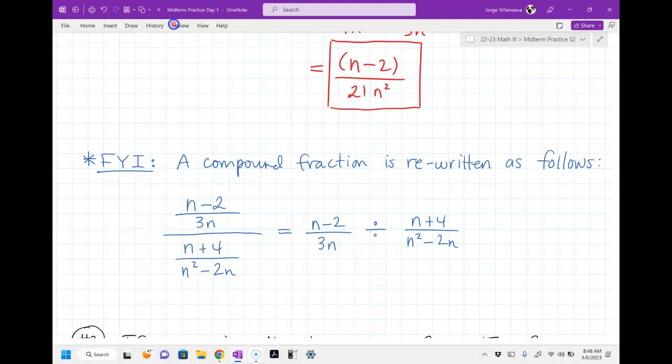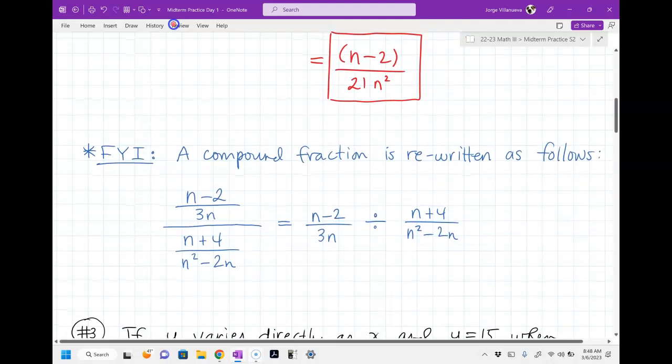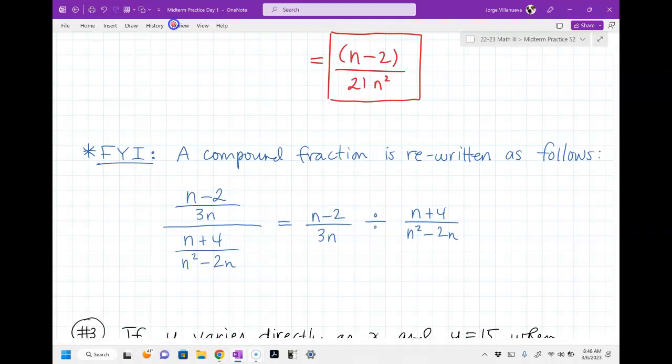And then from there, remember, you're supposed to change it to multiplication, flip the second fraction, and start working on it, okay? So I'm just showing you right here to go from this step to this step. You can rewrite it like that, and then make it times, right? We can continue and say this would be n minus 2 over 3n times n squared minus 2n over n plus 4. And then you can start factoring things out if you want, okay?